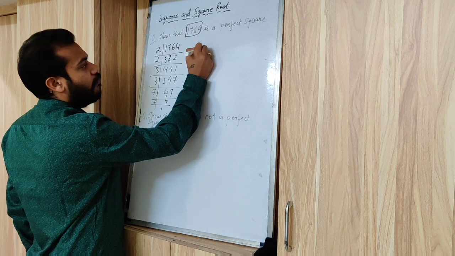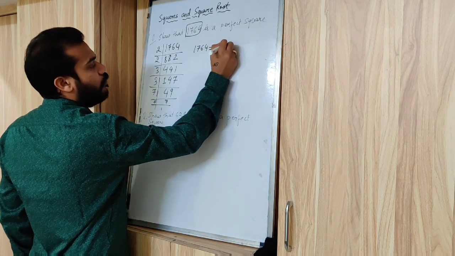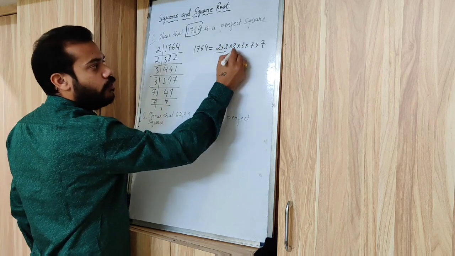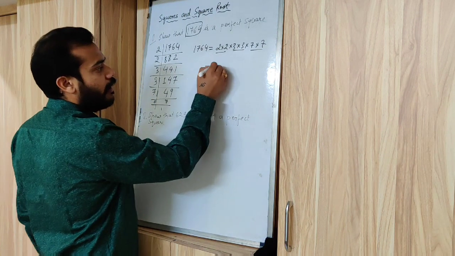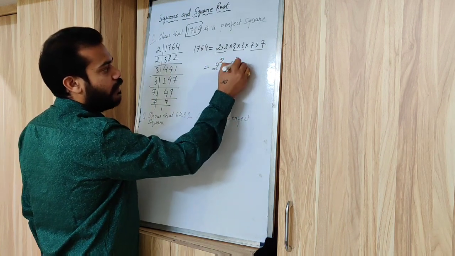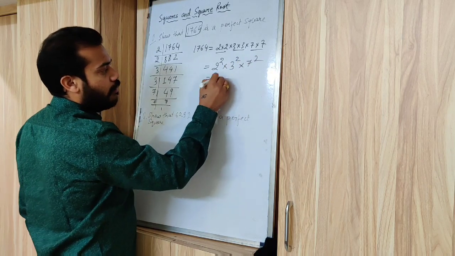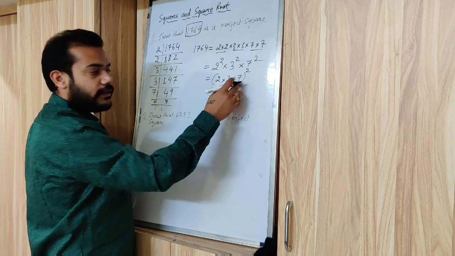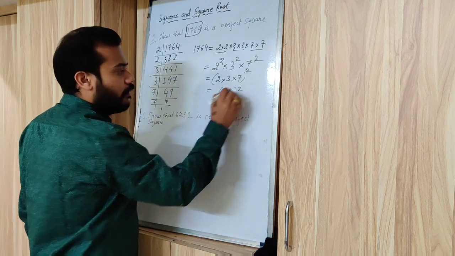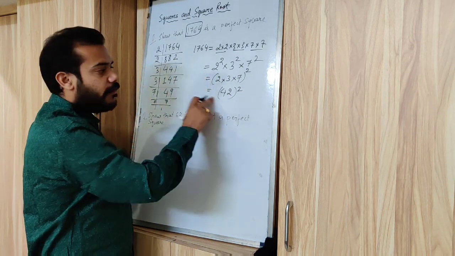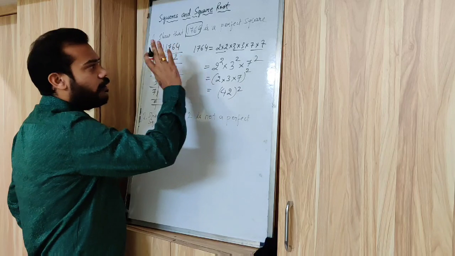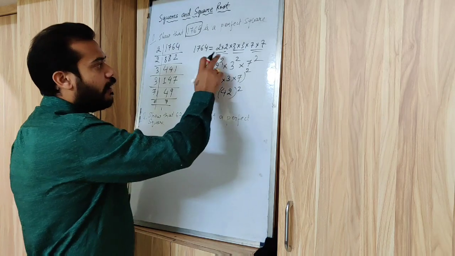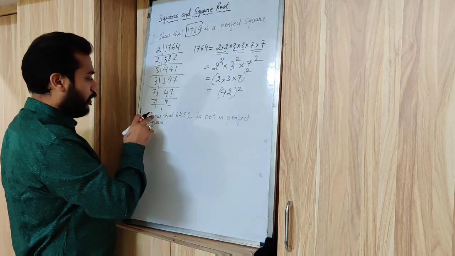The factors of 1764 are 2 into 2, 3 into 3, and 7 into 7. 2, 3 and 7 come in pairs, or we can write 2 square into 3 square into 7 square, or 2 into 3 into 7 whole square. 2 threes are 6, 6 sevens are 42. We can say that 1764 is a perfect square of 42. What you have to do is find the factors and check whether the factors come in pairs or not. If they come in pairs, it is a perfect square.